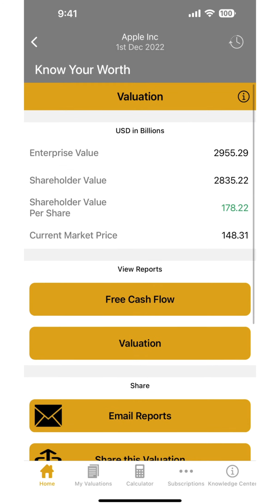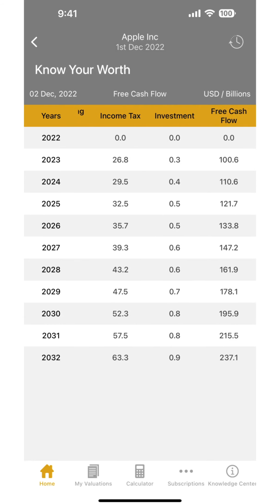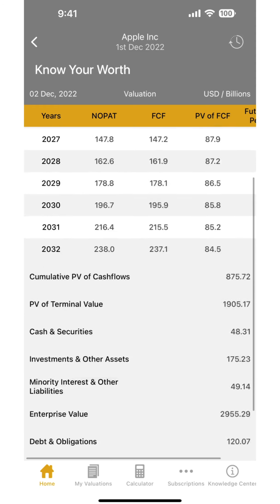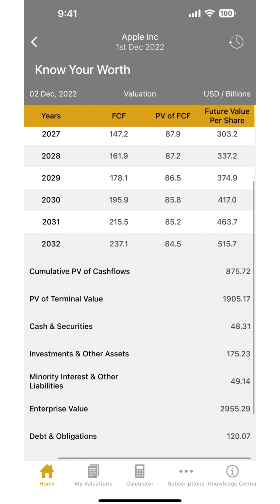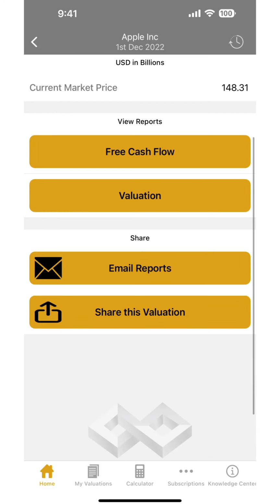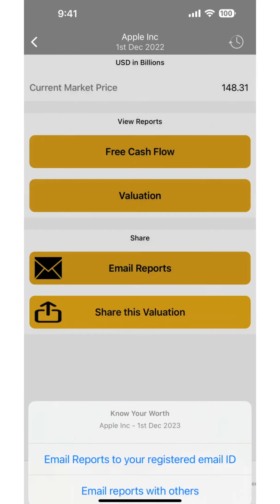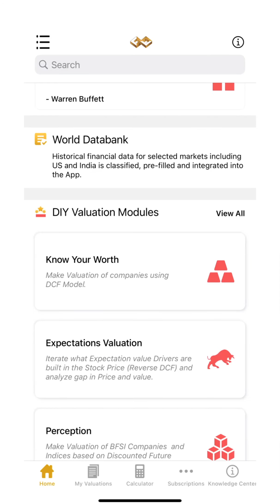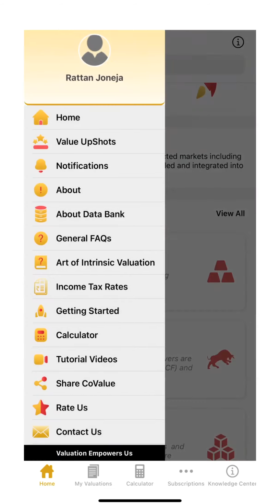For a detailed analysis, users can also click and review reports on free cash flow, valuation reports where you can see the present as well as the future values play out on the basis of your assumptions. Users can either email the reports from here and share valuations with other subscribers in the app format. The users can also read our book on, quote, the art of intrinsic valuation, which can be viewed by going to the side menu on the top left of the home screen.